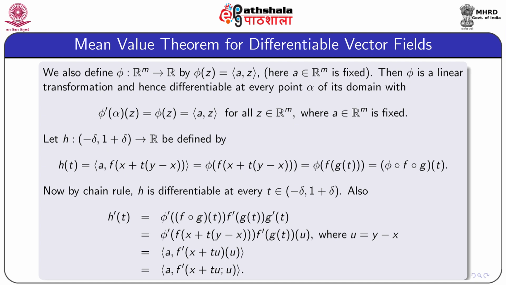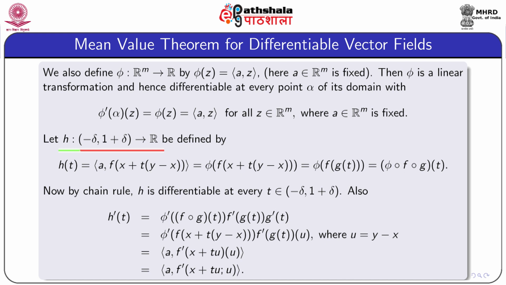We also define another map phi from Rm to R by phi(z) equal to inner product a with z. Then one can easily check that phi is a linear transformation, and we know that any linear transformation is differentiable at every point of its domain. Moreover, for every z in Rm, phi dash alpha operating on z is nothing but phi(z), and by definition it is inner product a with z, where a is a fixed m vector.